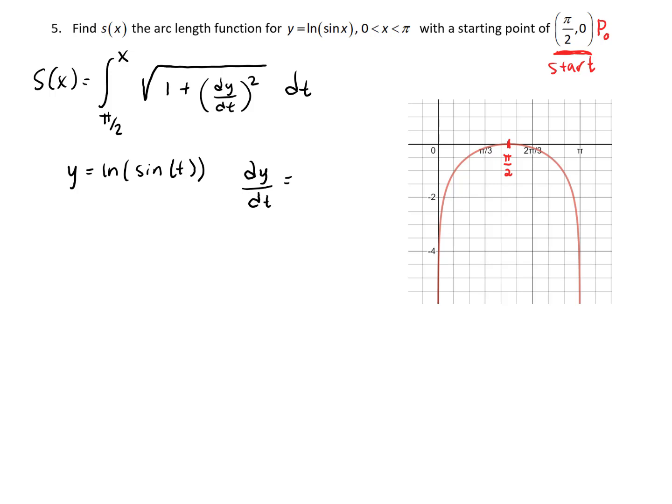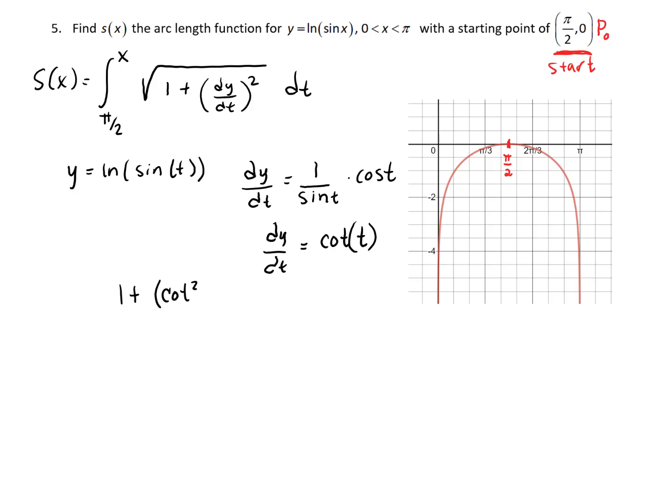So dy/dt, if we take the derivative here, this would be 1 over the sine of t times the cosine of t. But that becomes, oh, look at that. Cosine of t over sine of t, that's actually the cotangent of t. I'll put a parenthesis there since it looks like two t's. And then if we take 1 plus, again, I just want to do a little simplification. I think you've seen this in my examples so far. I like to do the simplification outside the integral.